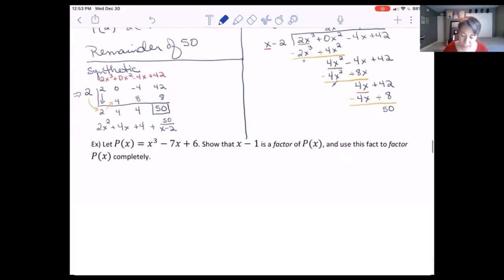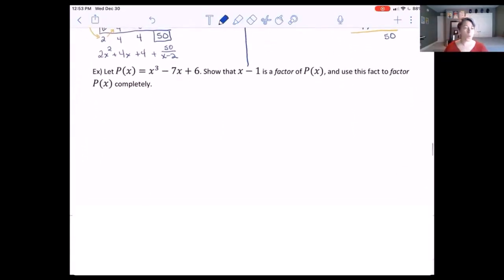So let's move down here to the second example, where we're letting p of x equal x cubed minus 7x plus 6. And we want to show that x minus 1 is a factor of p of x, and use this fact to factor it completely. If we know that this is a factor, that means the remainder, if we were to divide, would be 0. We can do the remainder theorem, p of 1. If I plug in 1, see if we get a 0. 1 cubed minus 7 times 1 plus 6 does in fact give us a 0.